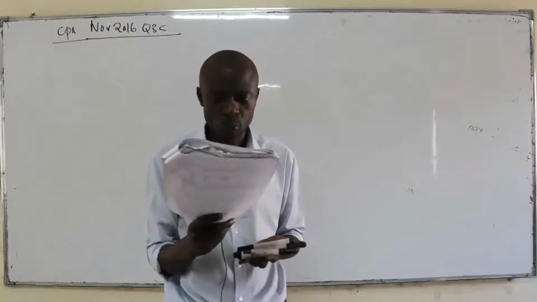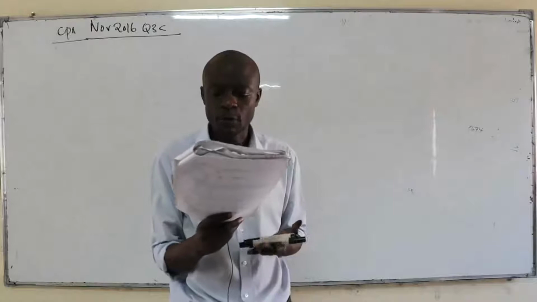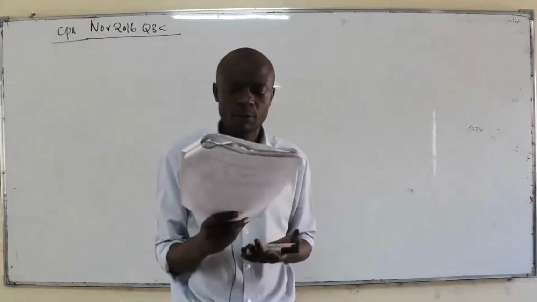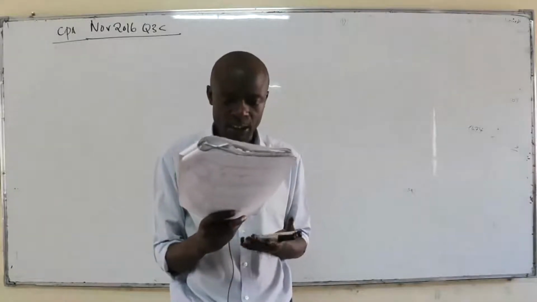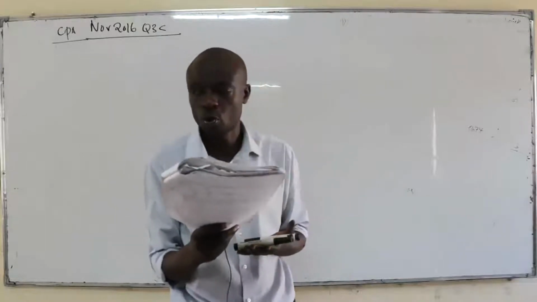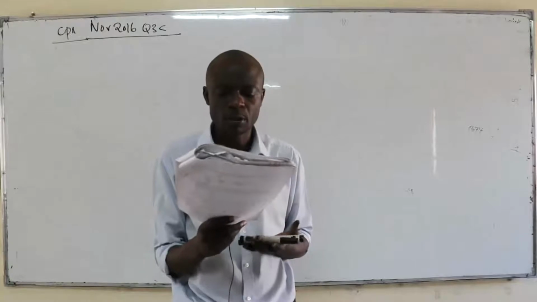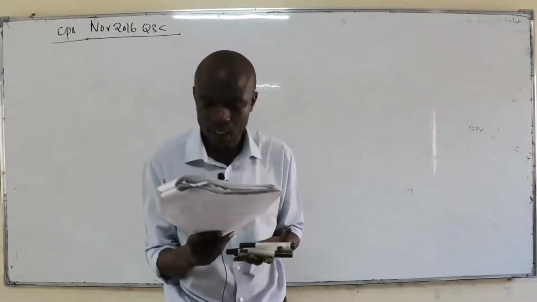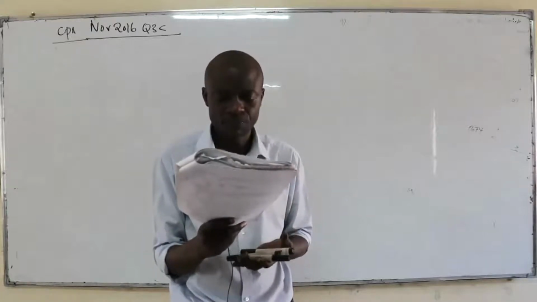Problem number two, the cost of making component B, which forms part of product Y, is given below. Raw materials, 40 shillings per unit. Direct labor, 80 shillings per unit. Production overheads, 160 shillings per unit. Total, 280 shillings per unit. Component B will be bought from an outside supplier for 200 shillings. Fixed production costs will not be affected.